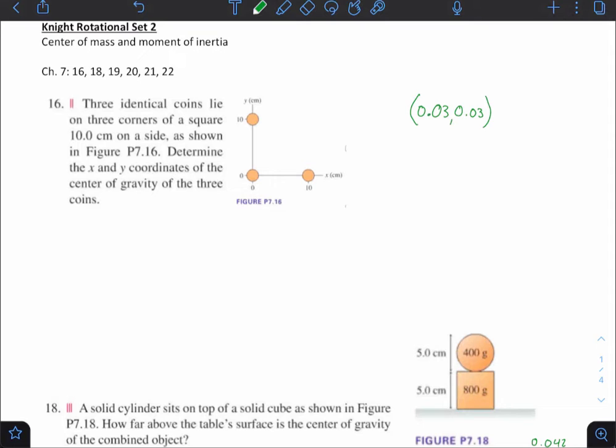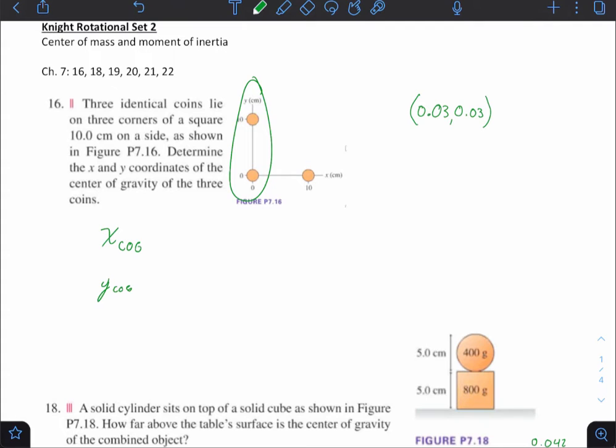All right, we have three identical coins as shown in the image to the side. Determine the x and y coordinates of the center of gravity. Well, I'm going to make a prediction before I even jump in. First of all, we're going to separate it and find the x center of gravity and the y center of gravity. And then that'll tell us where in space our center of gravity is.